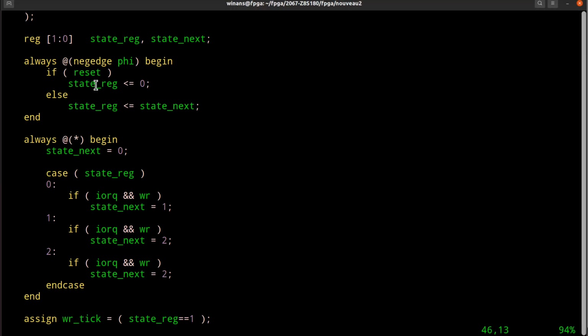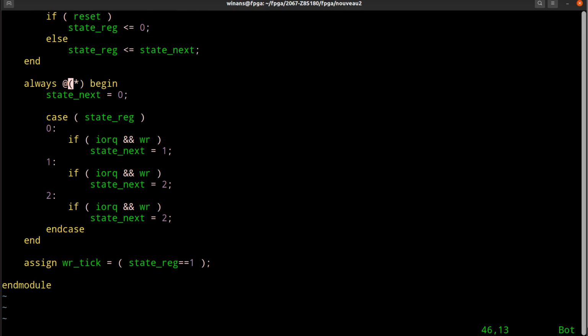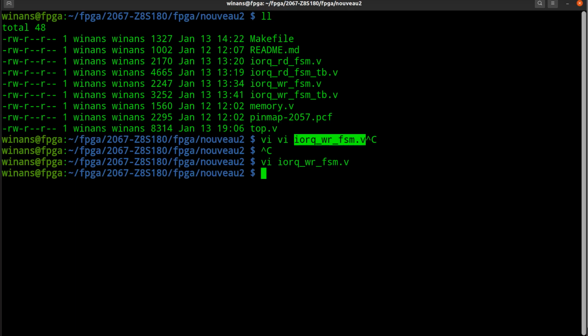I can say negedge phi, and then I can say if my write tick is true, I can do my one time, one edge protected operation right there, okay? So that's how this thing works.